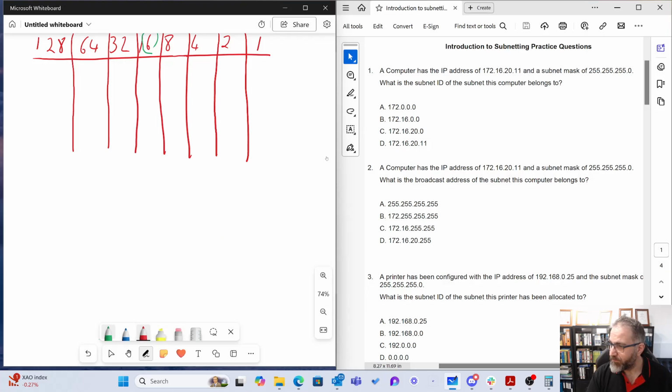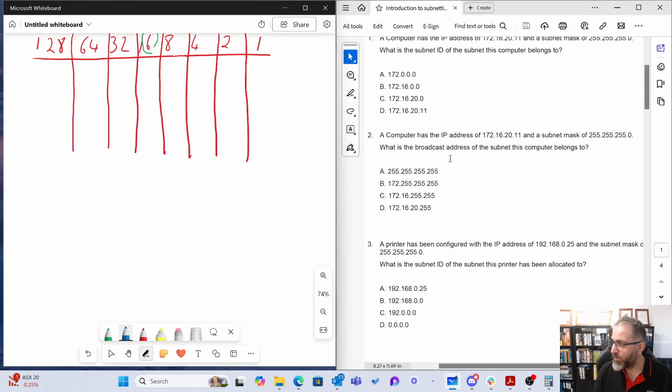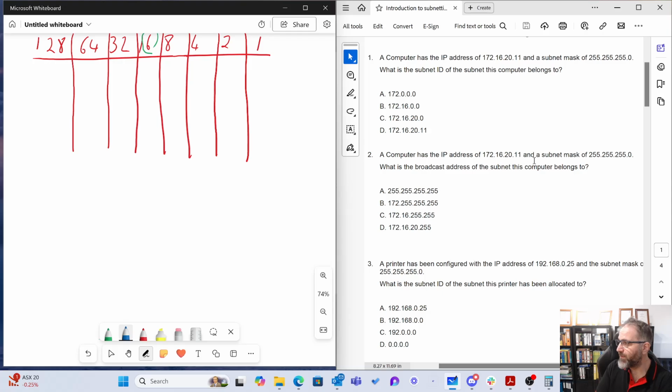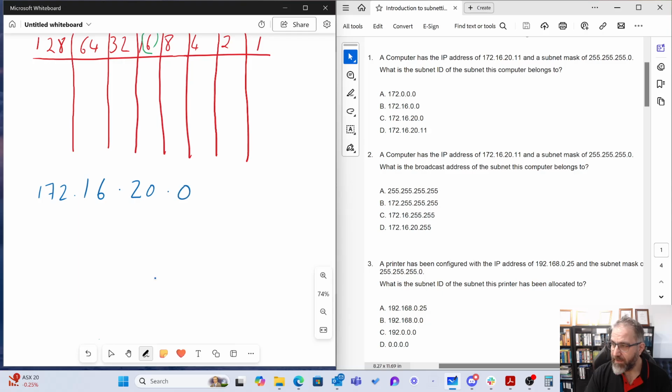Okay, so the answer to that is C. A computer has the IP address of 172.16.20.11 and the same subnet. And what is the broadcast address? Cool. So we know the subnet ID, 172.16.20.0. Sorry, I don't know why that 168 stuck in my head. That's the subnet ID.